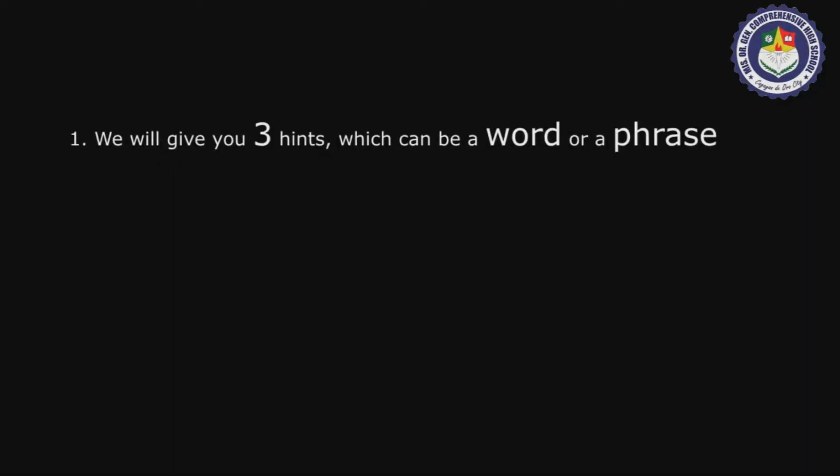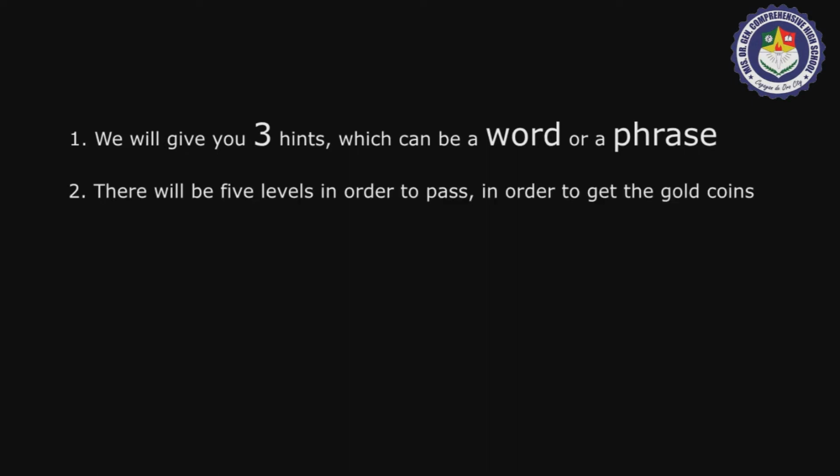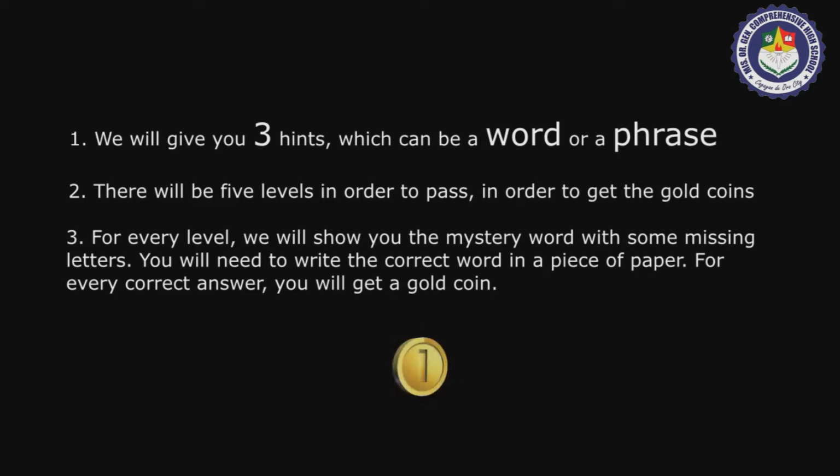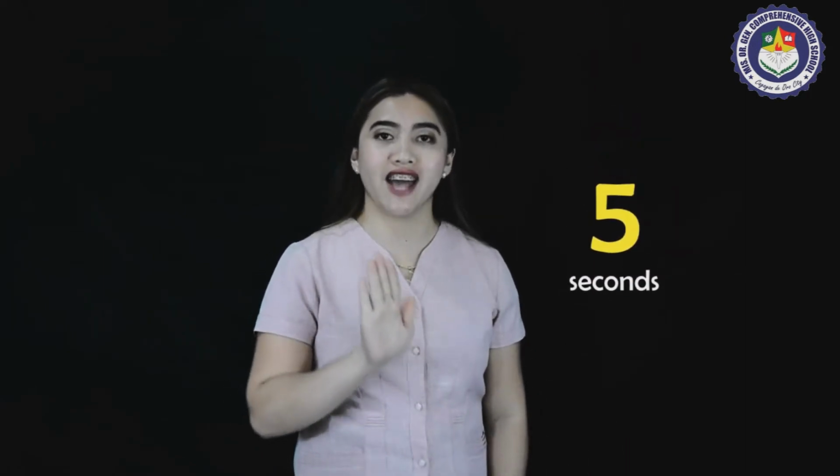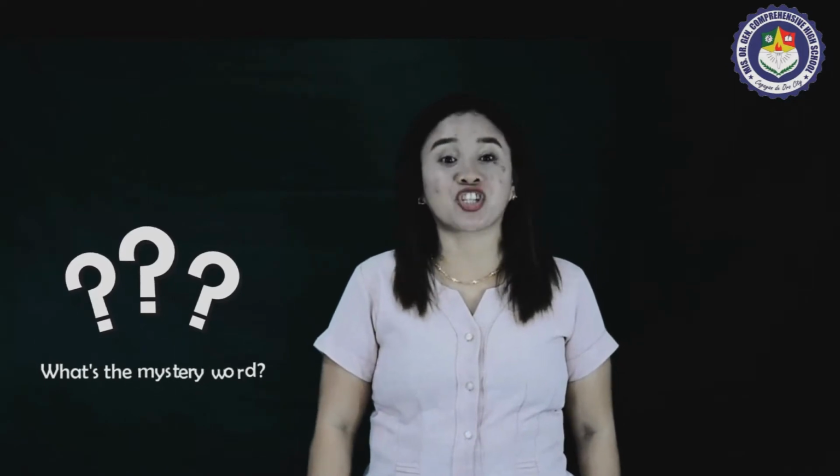1. We will give you 3 hints, which can be a word or a phrase. 2. There will be 5 levels in order to pass, in order to get the gold coins. 3. For every level, we will show you the mystery word with some missing letters. You will need to write the correct word on a piece of paper. For every correct answer, you will get a gold coin. Again, we need 5 gold coins to win this challenge. And by the way, you only have 5 seconds to write the correct answer. Are you now ready? Grade 10 learners, let's play What's the Mystery Word Challenge?